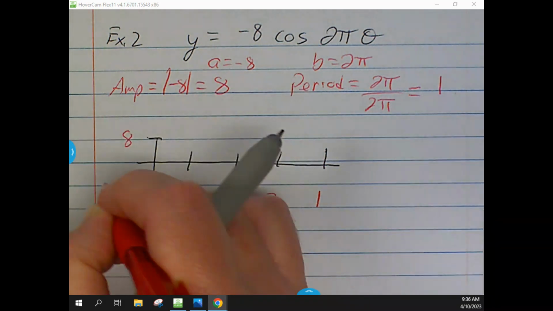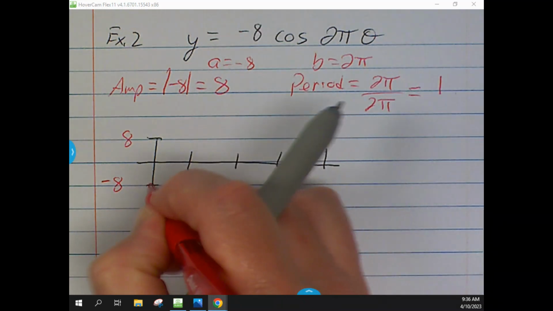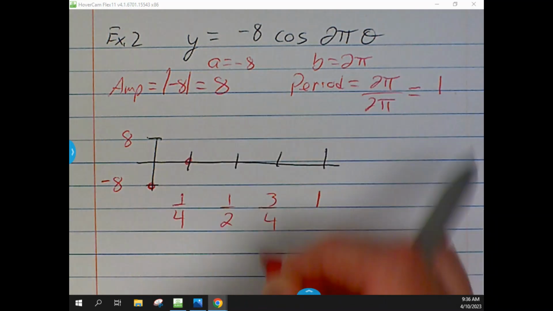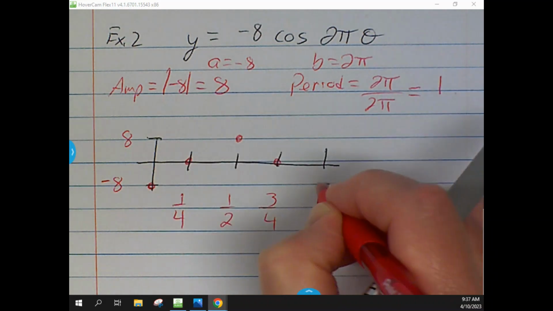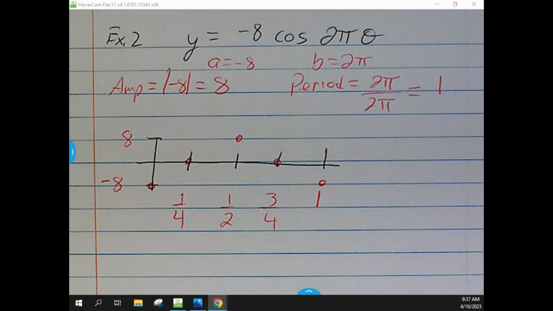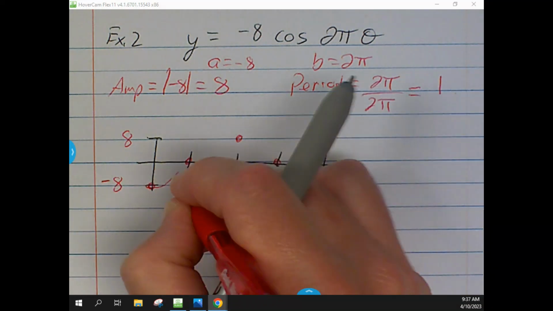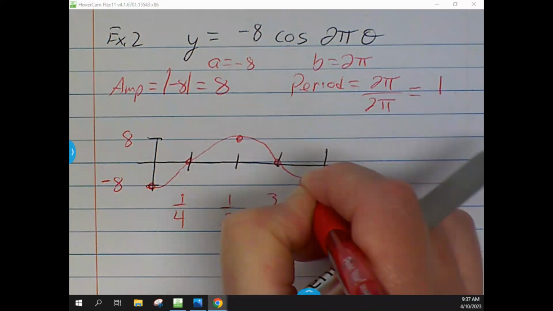All right, we're going from 8 to negative 8. And again, the only difference with cosine is that because it starts at negative 8, you're going to start at the bottom. You're going to start at that number. Then you're going to go to the middle. Then you're to the top, back to the middle, and then back to the bottom. Again, just got to make it a nice kind of curvy, flowy shape as you go through that.